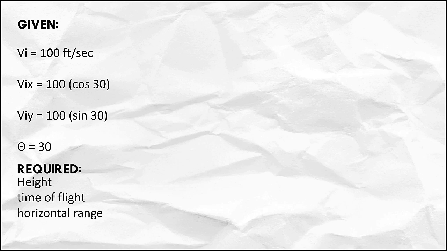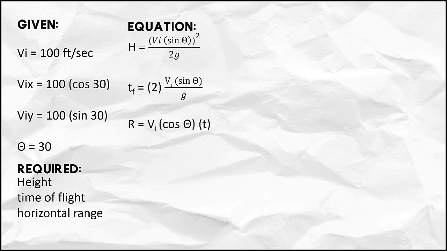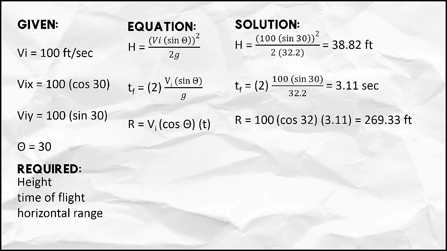For our unknowns, H or height, the time of flight, and R or horizontal range. For the formulas, use H is equal to Vi squared sine squared theta all over 2g. For time of flight, use Viy all over g times 2. And for the horizontal range, use R is equal to Vix times t. For the solution, substitute the given to the formula. H is equal to 100 times sine 30 squared all over 2 times 32.2, and H is equal to 38.82 feet.